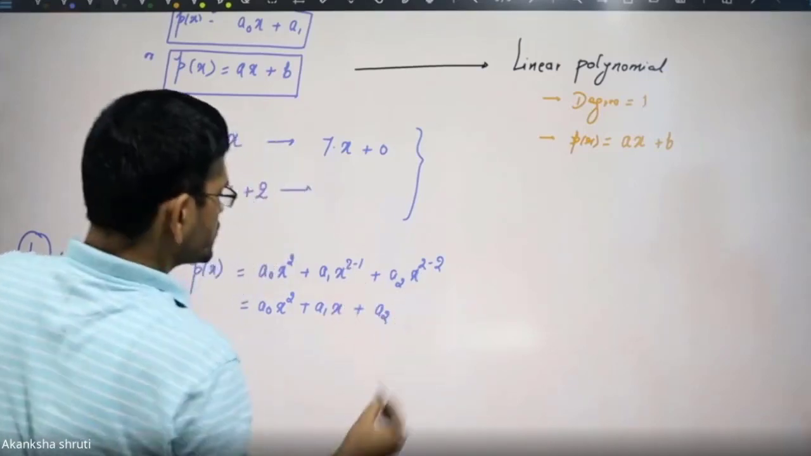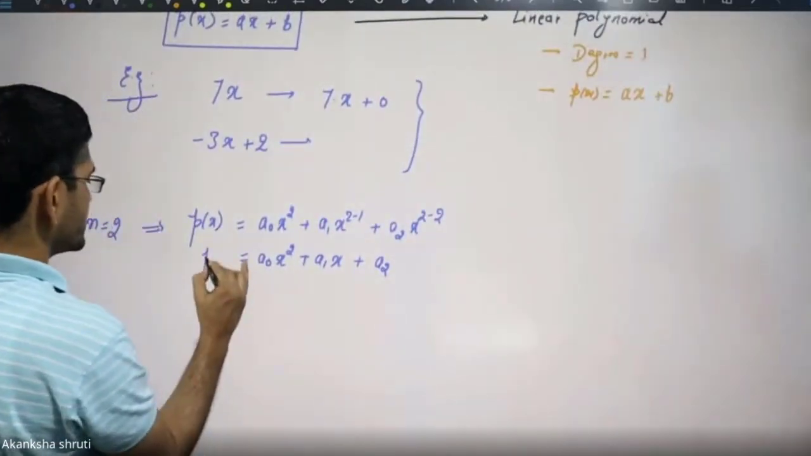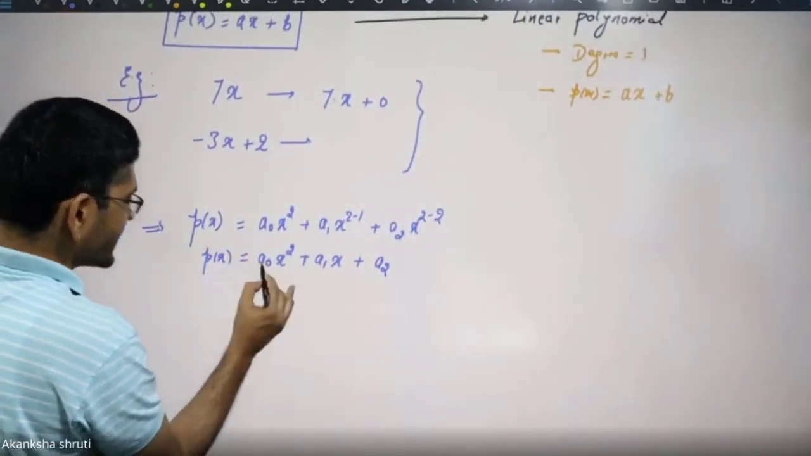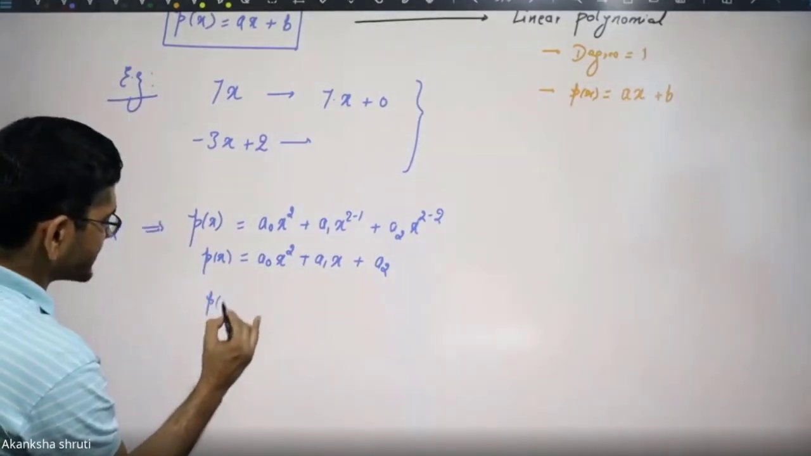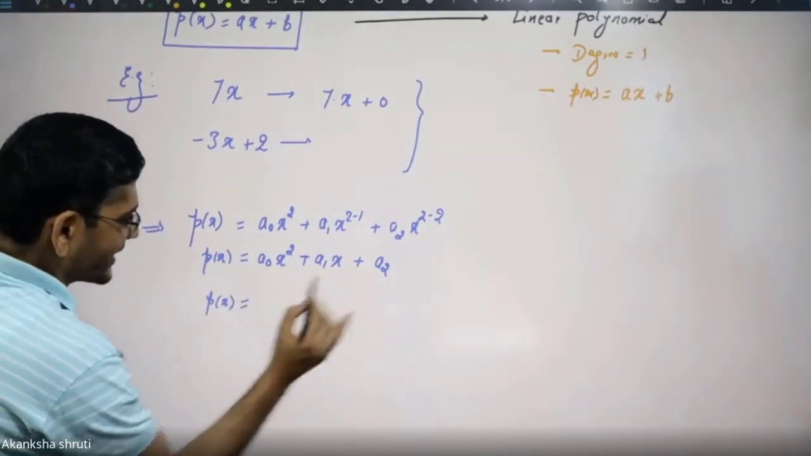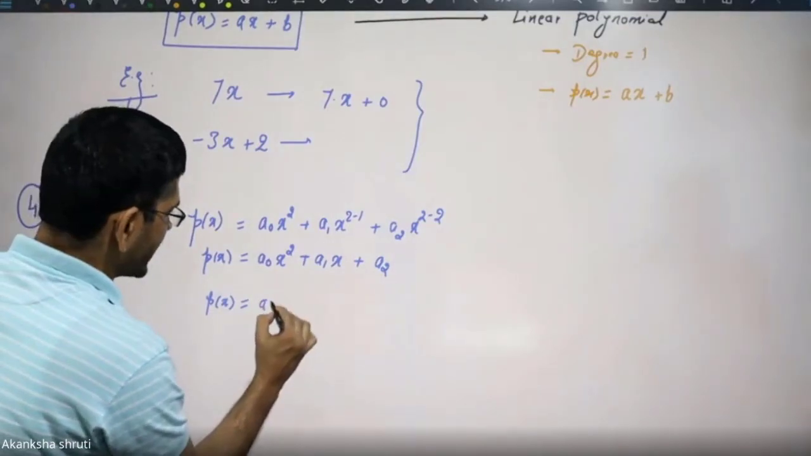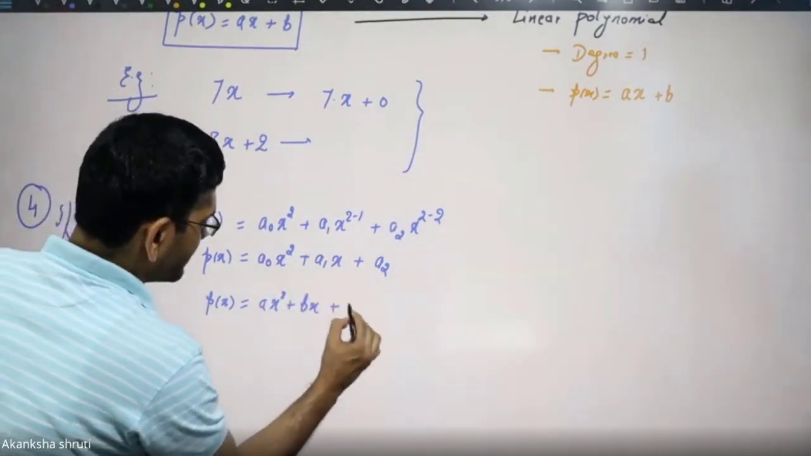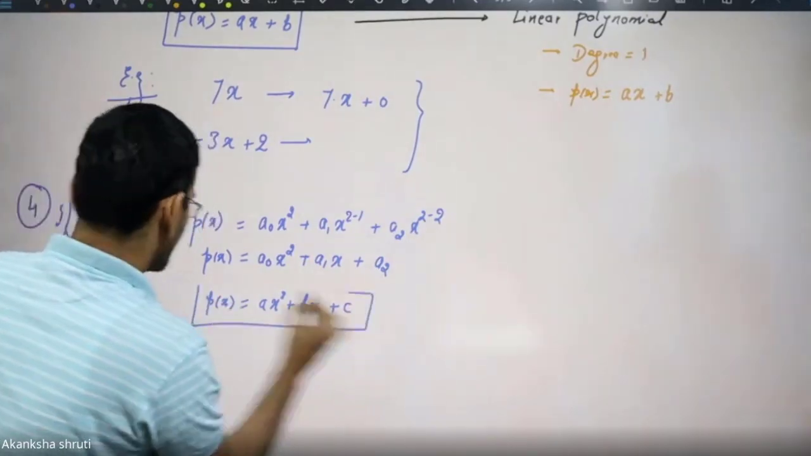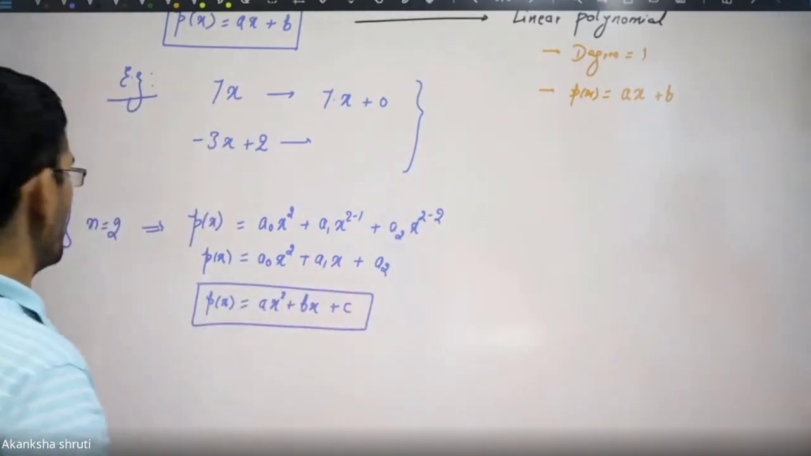a2, 2 minus 2 is 0. So this is the general form. Rather than writing a0, a1, a2, the convenient way of taking these coefficients, because they are limited in number, is to take them as ax square plus bx plus c. So this is the general form.